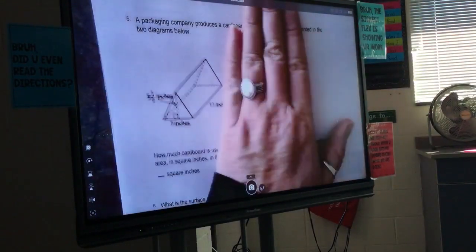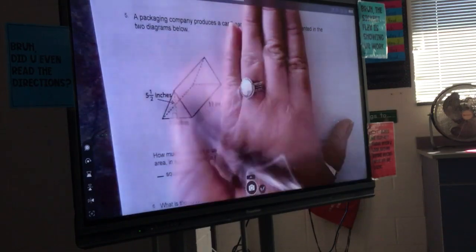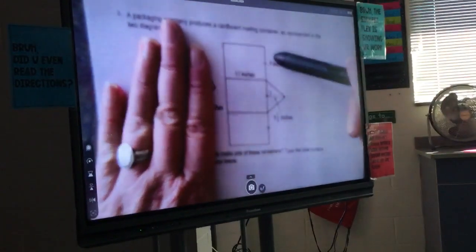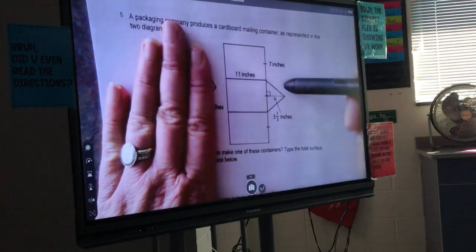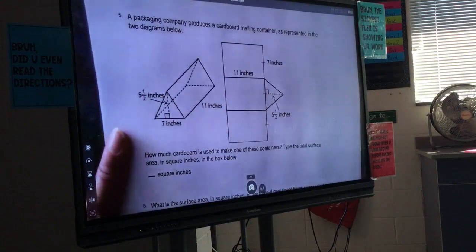What is this shape? Yes, this is a triangular prism. So what do we know about a triangular prism? What do we know about the triangles? Ellie? They are equal each other. Yes, the triangles are going to be the same. Now, looking at this shape, what is this net missing? If this is a triangular prism, what is my net missing? Kaden? The second triangle. But do we need the second triangle to find the surface area? No, we do not.